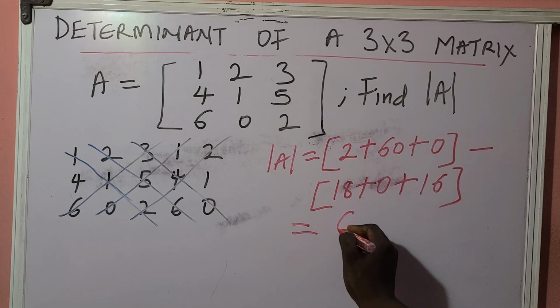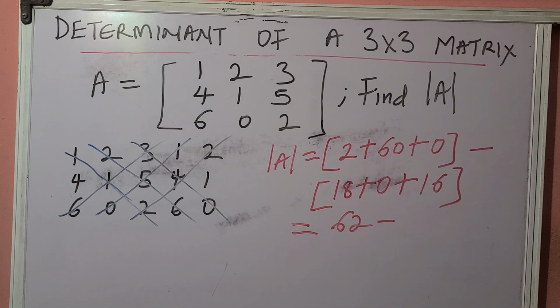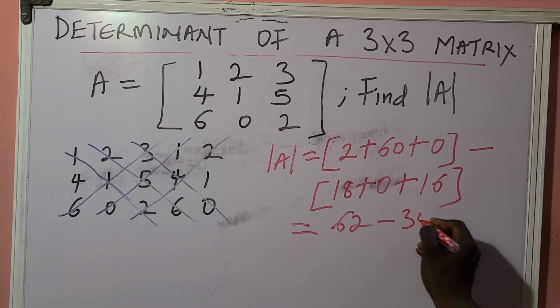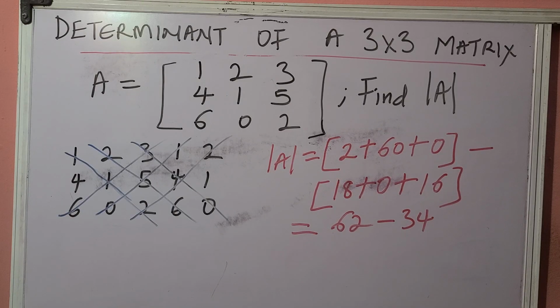This will give me 62 minus 18 plus 16. That will give me 34. So what is 62 minus 34? That will give me the value 28. So you can see how very easy it is to resolve the determinant of a 3 by 3 matrix.